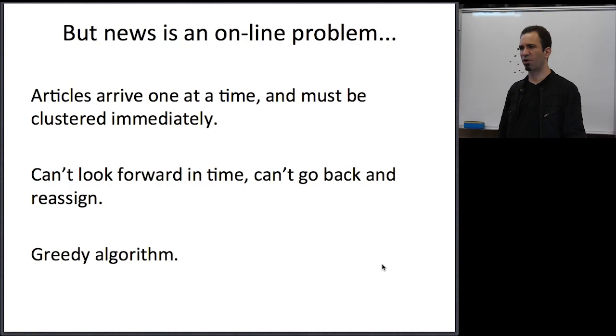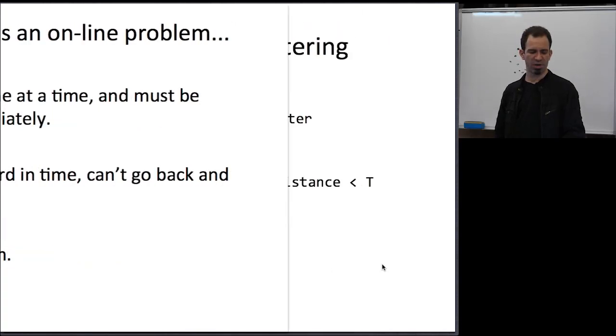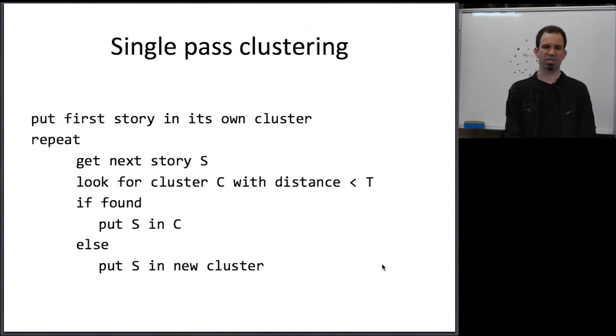You don't have time to go back and recluster everything. And you don't have the stories before they're published. So that means you have a greedy algorithm, which means you have to make the best choice that you can at the time, and then move on. And so this is how they do that. This is a single pass clustering algorithm.